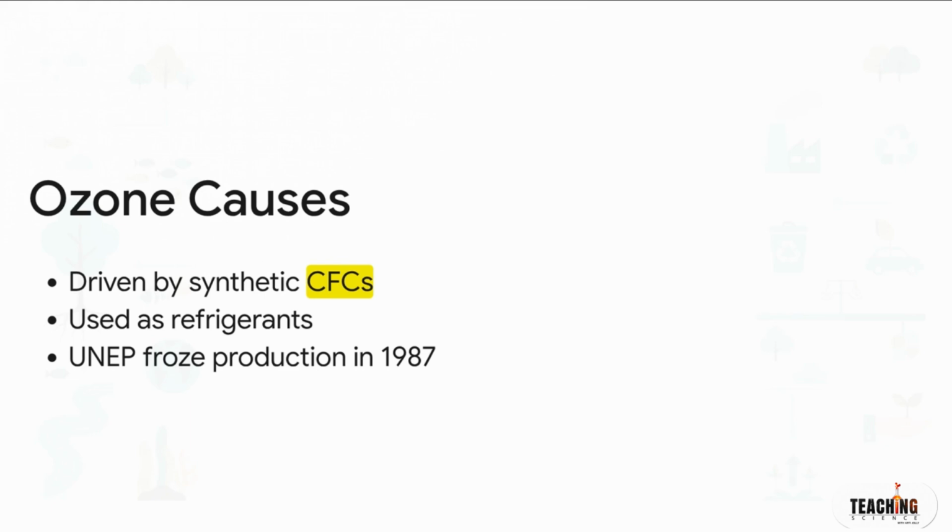But fortunately, in a massive win for the environment, the United Nations Environment Program, or UNEP, successfully forged an agreement in 1987 to freeze global CFC production. It's a really great example of how humans actually can fix the environmental problems we create.